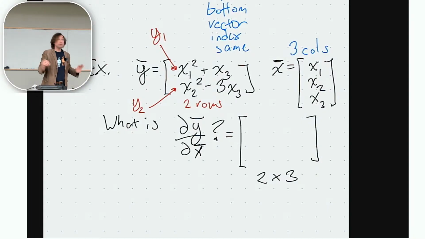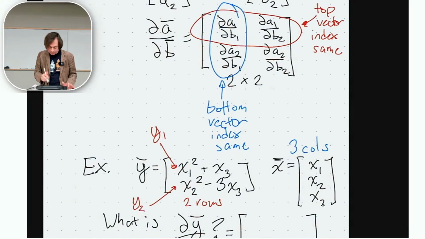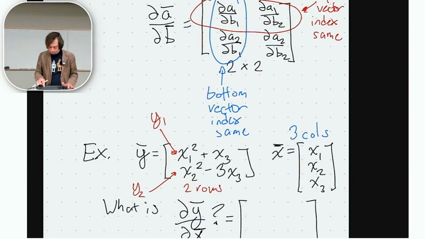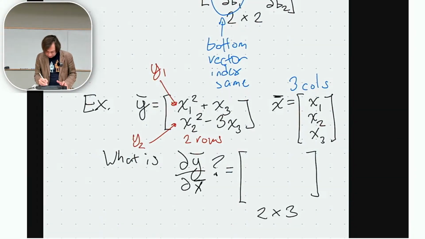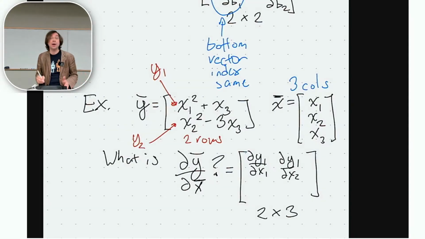So if we fill it out via the formula we have up here, where the top vector indexes are the same in a row, that means it's going to be partial y1, partial x1, partial y1, keeping the y's constant, right? Partial x2, and you count it up. And then partial y1, partial x3. I have a rule that I constantly break, which is I shouldn't close off the brackets until I've written everything inside. Otherwise, I box myself in.